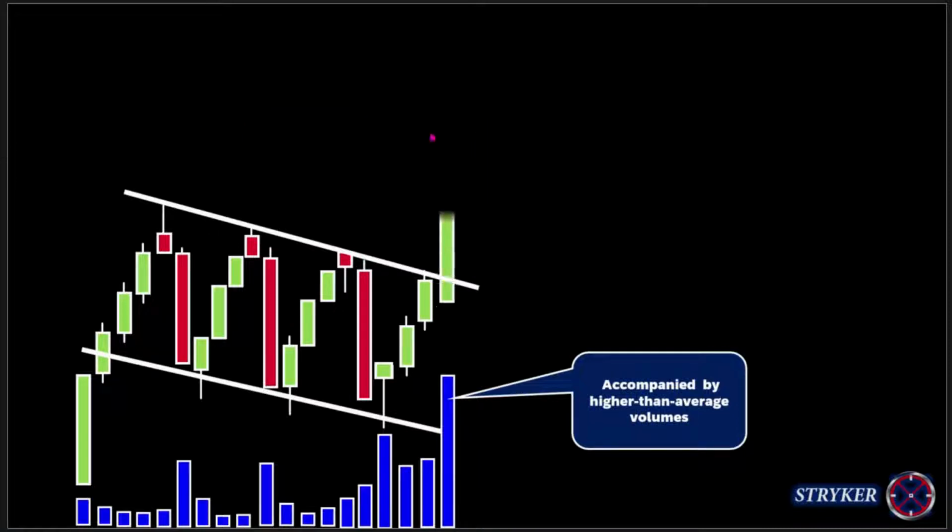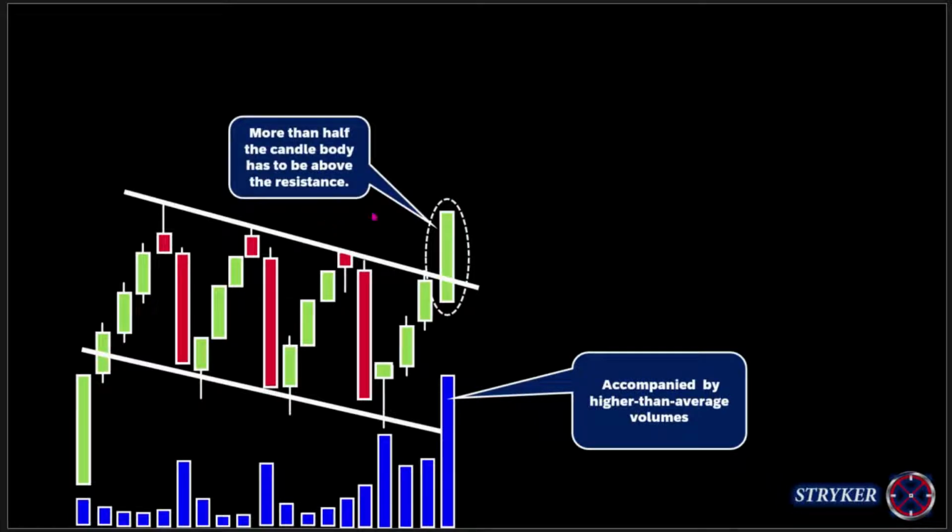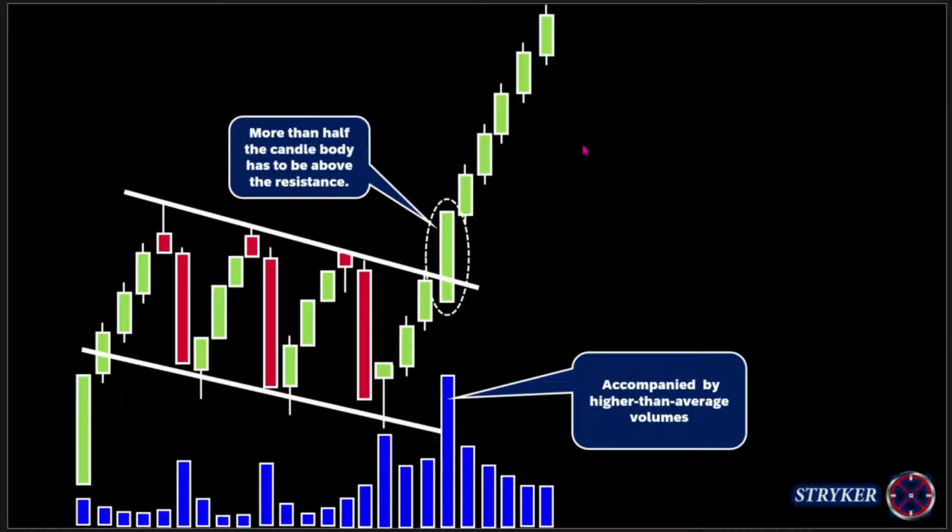Another way to look at it is, just now we had a full candle out from the resistance. Now if there's another candle that opens below the resistance, it has to close more than 50% above the resistance line. This also indicates there's commitment from the bullish traders. And after that, we will anticipate a rally.